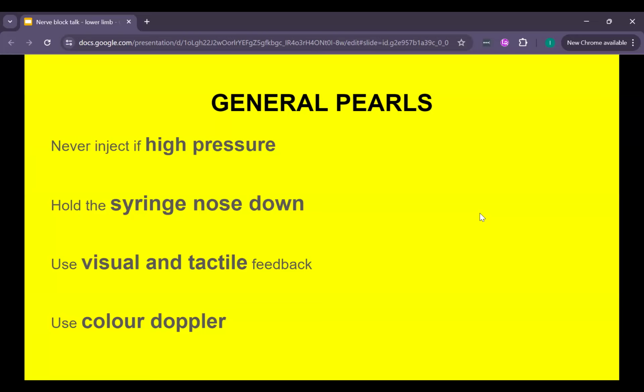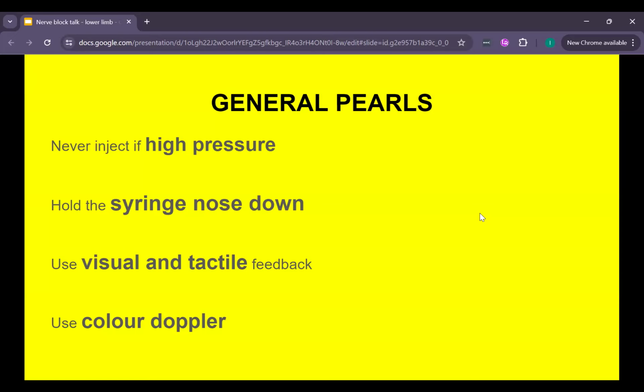Always hold the syringe nose down is another tip. So if you've got air in the syringe, holding it, just let gravity do its thing, and just so you don't let any air into the field, particularly in your obese patients when you can have a little bit of difficulty getting a nice view. So always ensure that fluid, local anesthetic, goes in without any air.